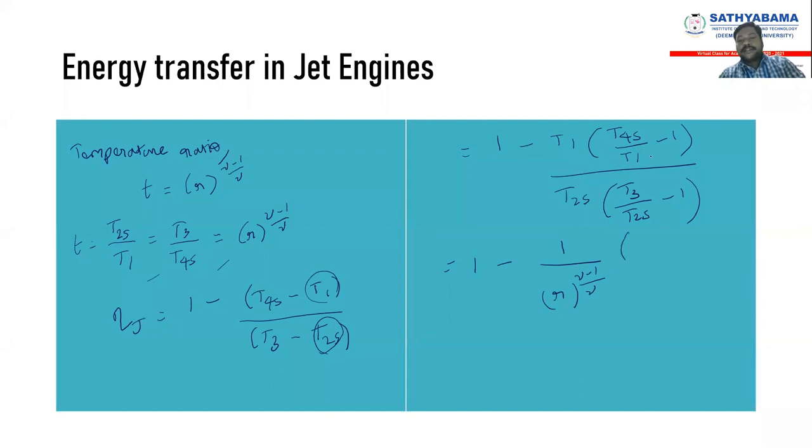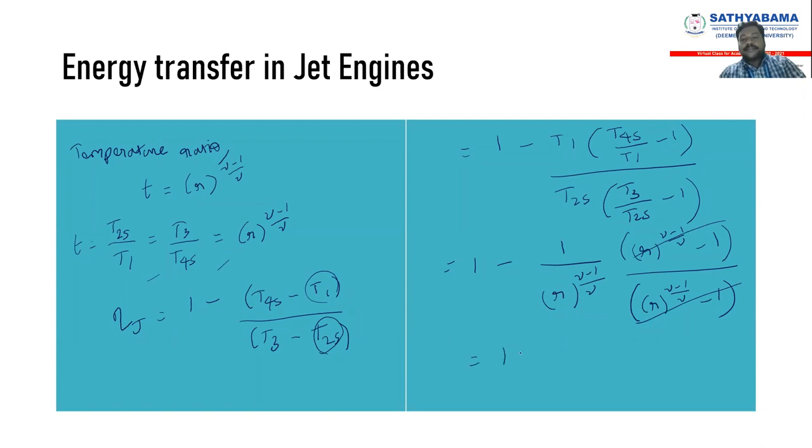And then what is T4s by T1? So T4s by T1, you can just cross multiply. Cross multiplying, we get the expression (r to the power of gamma minus 1 divided by gamma) and then T3 by T2s, which is again the same, that is r to the power of gamma minus 1 divided by gamma. So these two terms get cancelled.